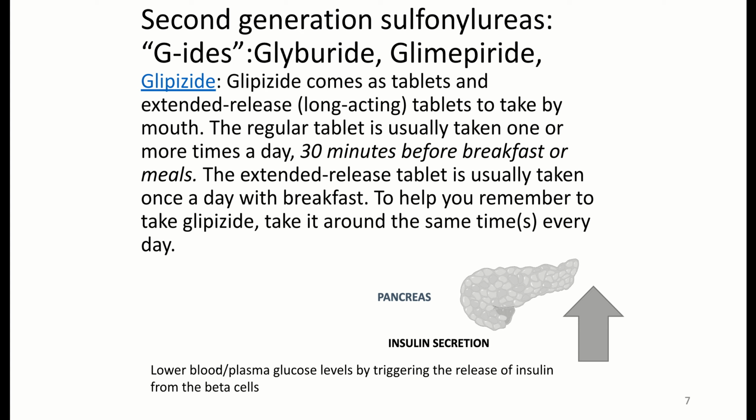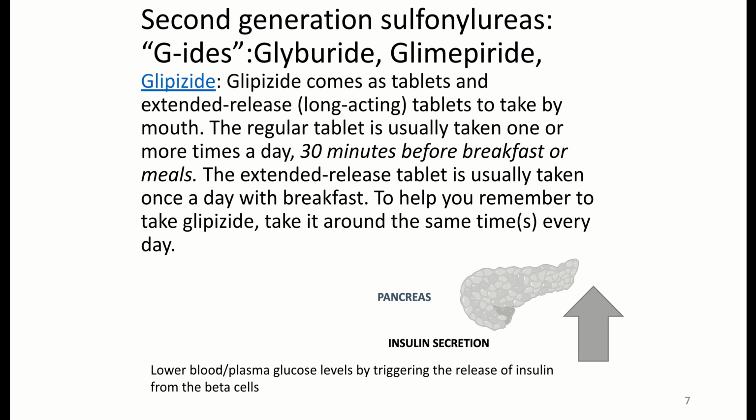Sulfonylureas. The suffix is IDES. An example would be glipizide. The site of action is pancreas. The mode of action is to increase insulin release from the beta cells of the pancreas.